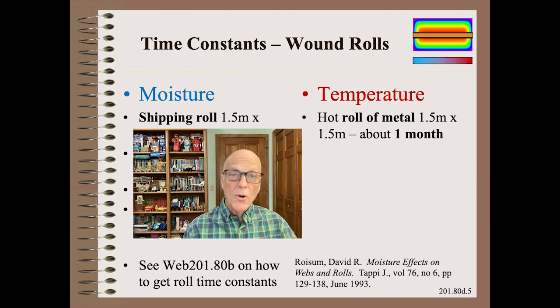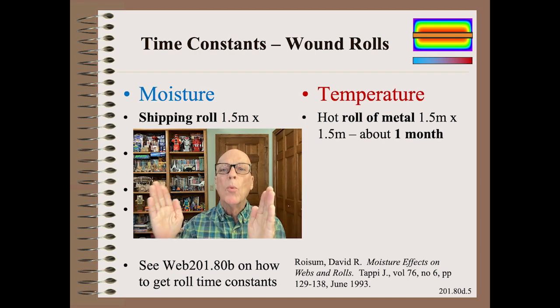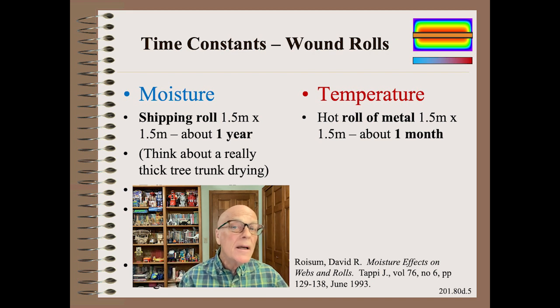Now for wound rolls. Let's begin with a typical shipping roll of paper that is 1.5 meters in diameter and 1.5 meters long. It takes about a year to mostly wet or mostly dry to equilibrium. This makes sense if you think about how long it takes for a really thick tree trunk to dry out after cutting it green. Of course, size matters.